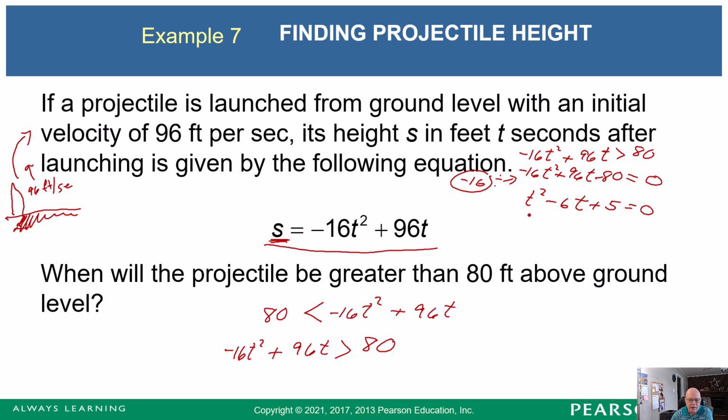So what is t? Let's see. We can factor this. The only way to factor 5 is 1 and 5, so this shouldn't be too hard.